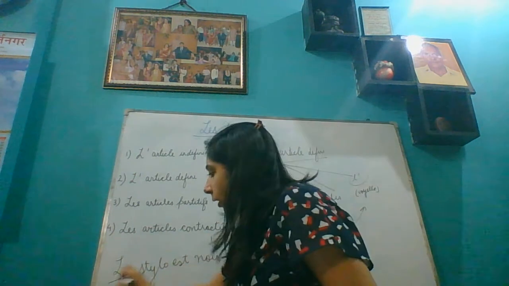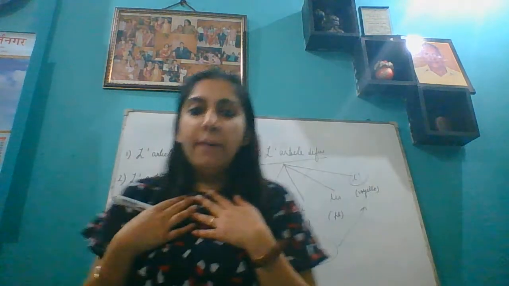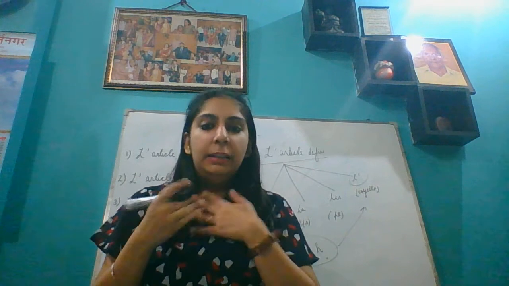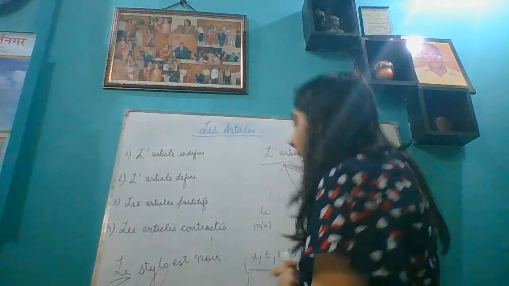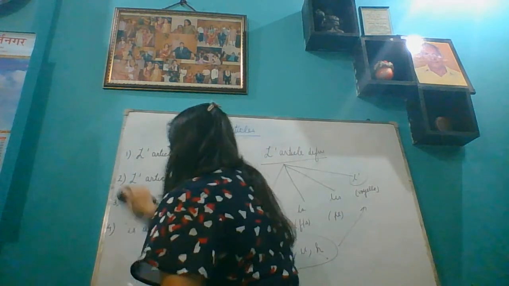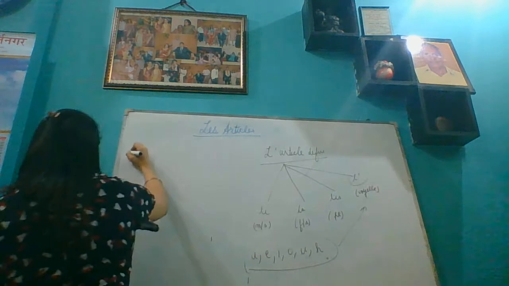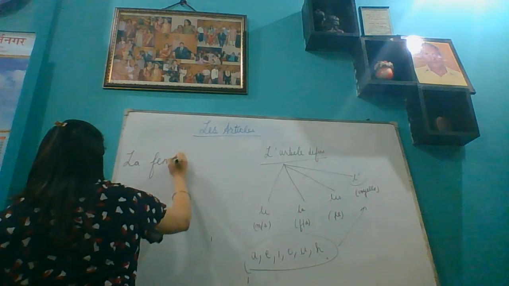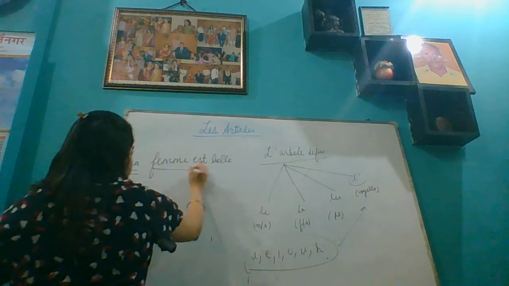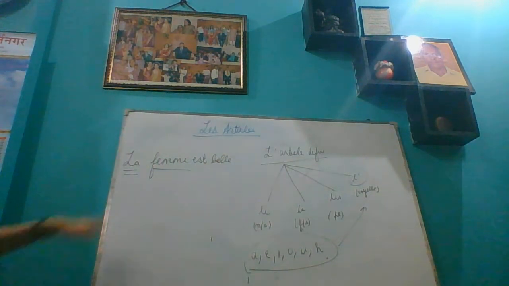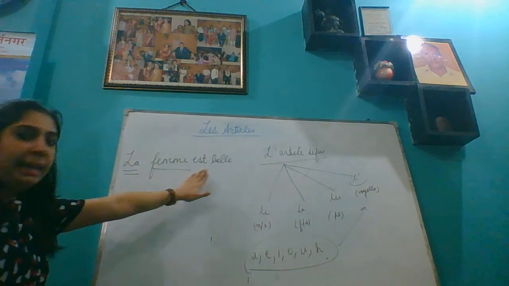Le stylo est noir. The pen is black. So what are we using? Le as masculine because the noun is masculine. Similarly, if you say la femme est belle. The lady, the girl is beautiful. If I have to say the lady is beautiful, how will we write it? We'll say la femme est belle, which means the lady is beautiful. Since lady is feminine, we are using la femme est belle.